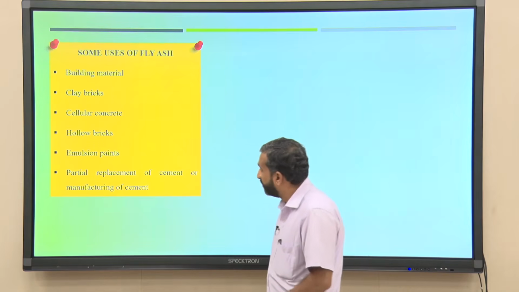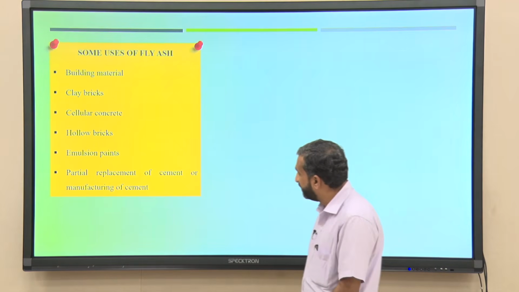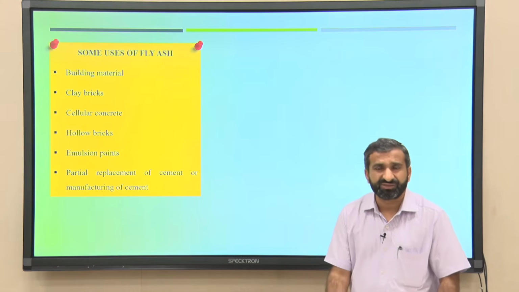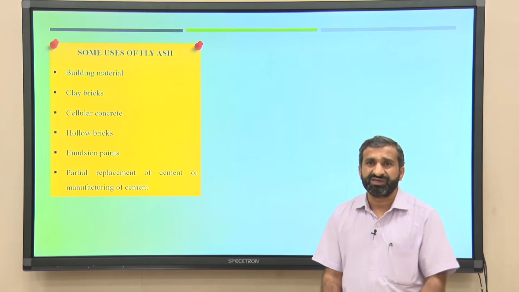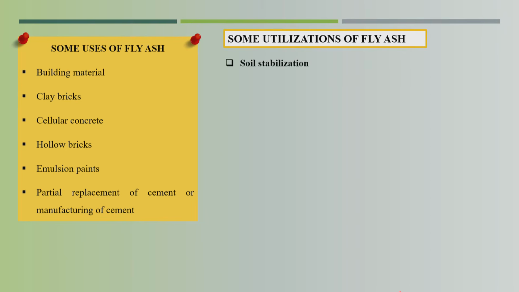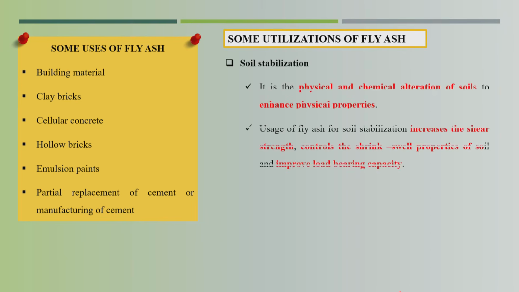Cellular concrete, hollow bricks, emulsion paints or partial replacement of cement. Even in the cement industry, 5% or 10% of these ashes could be mixed into the cement. And there are other utilizations of the fly ashes, such as soil stabilization. It is the physical and chemical alteration of soil to enhance its physical properties.